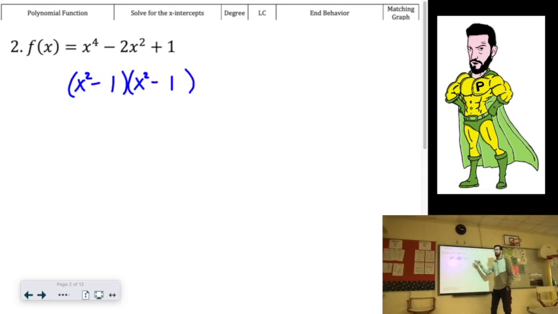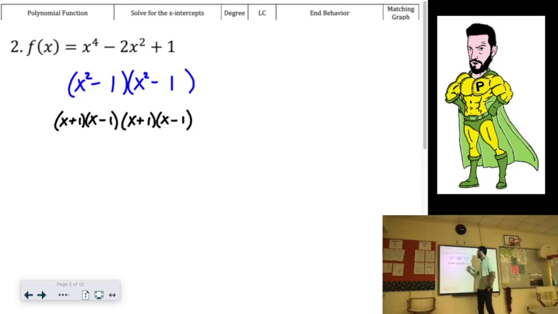Now, those are both the same, but those are also a difference of squares. So I'm going to write it as a difference of squares. So x squared minus 1 would factor to x plus 1 times x minus 1. So would this one, another x plus 1, x minus 1. Now if we clean that up, we have 2 of those x plus 1s, so we'll say x plus 1 squared, and we have 2 x minus 1s, so x minus 1 squared.